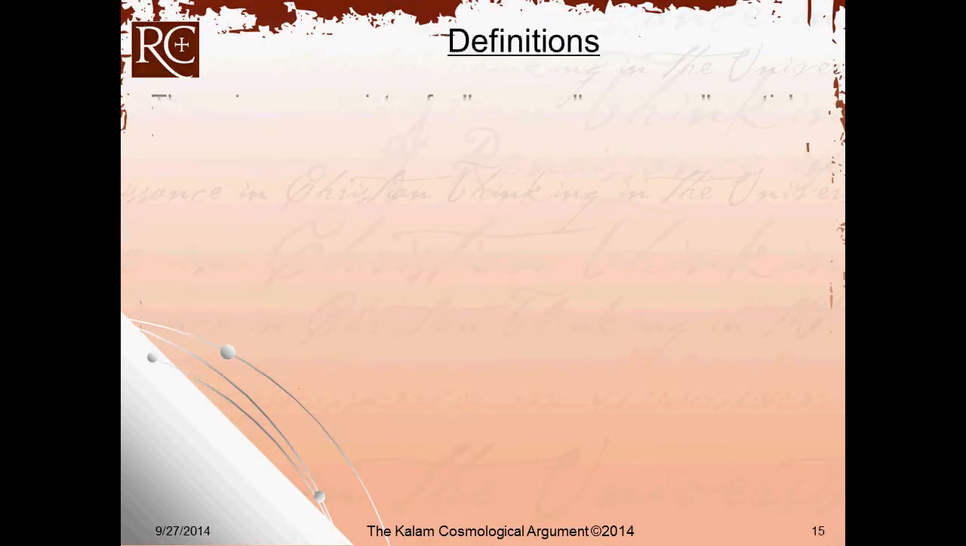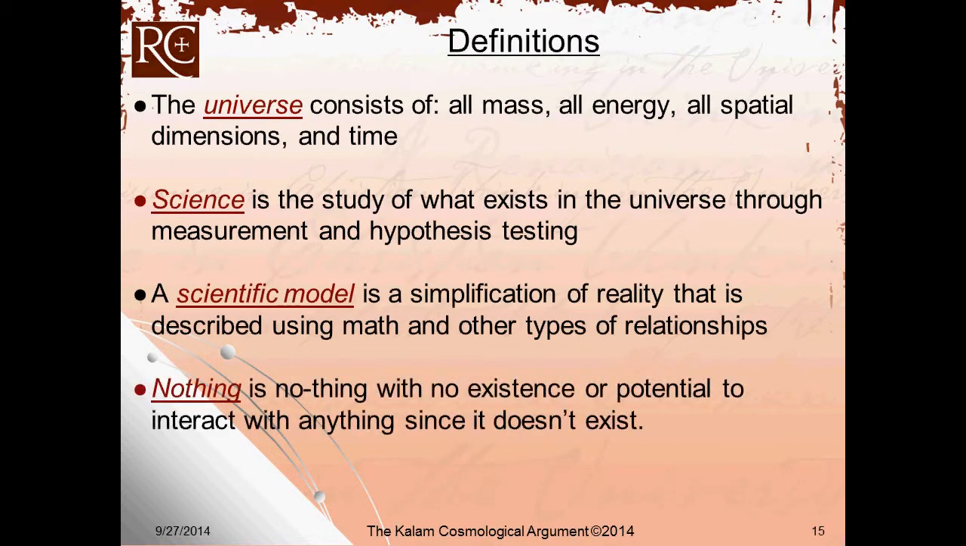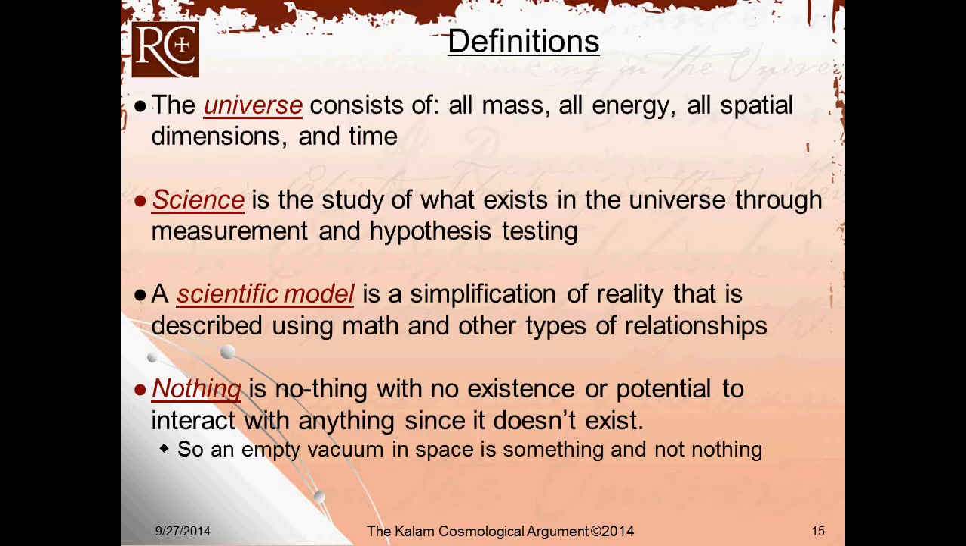So let's move on to the introduction. Some definitions need to be discussed as a prerequisite. Words are important, words have meanings, and we need to be clear about our meanings, otherwise we'll all get confused. So for our purposes, the universe consists of all mass, all energy, all spatial dimensions and time. And by spatial dimensions we mean length, width, and height.